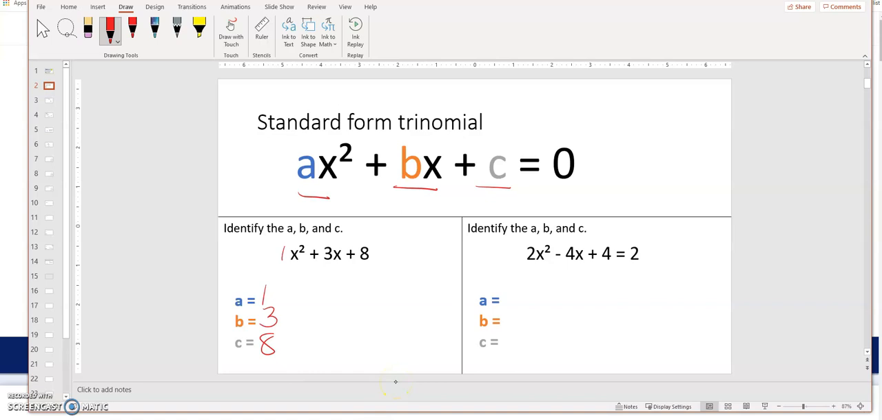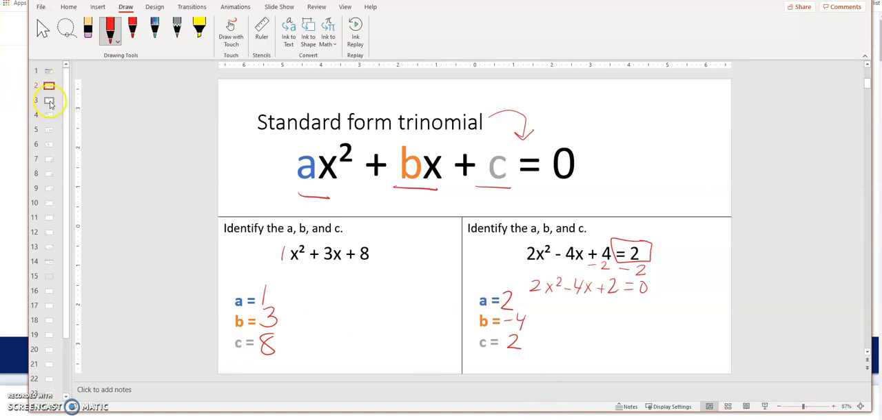This next one, the standard form of a trinomial is when it equals 0, but notice that this one equals 2. So we need to get this right side to be equal to 0. So what we're going to do is subtract 2 from both sides. So we would have this new equation, 2x squared minus 4x plus 2 equals 0. And I combine the 2 with the 4 because those are like terms. Okay, so now my a would be 2, b would be -4, and c would be 2.